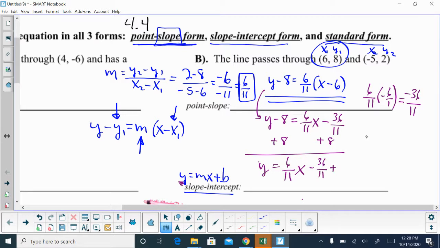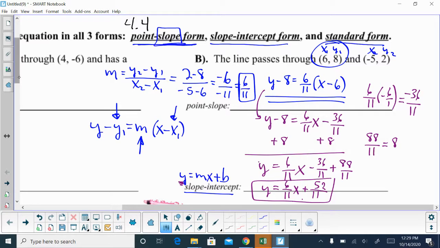So I need to convert 8 into 11ths so that I can work it out. What number divided by 11 gives me 8? 88. Of course, we've got to simplify now for my final answer. y equals 6/11 x plus 52 over 11. And that is my slope-intercept form.